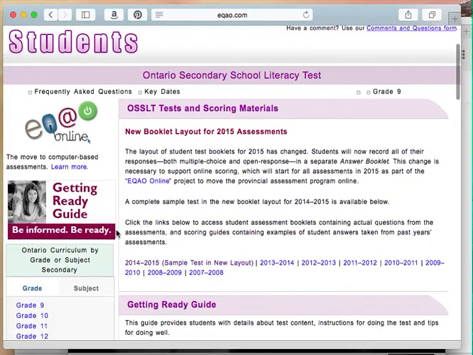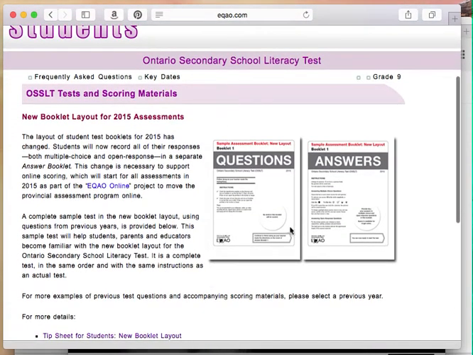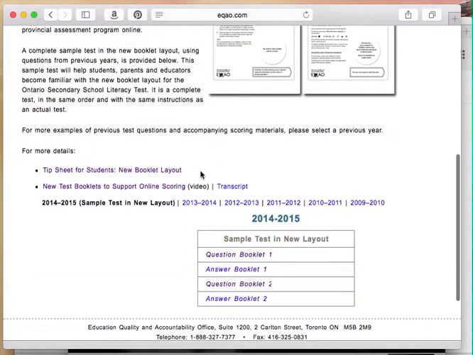Once again, I'm going to try to avoid all of this extraneous information. I'm going to go to Sample Test in New Layout, and that's for 2014-2015. And this should take me to a sample test. Here it has a nice little picture for us. For each of the sessions this year, there will be a question booklet and an answer booklet. What I'm doing here is I'm going to go to the question booklet number 2.